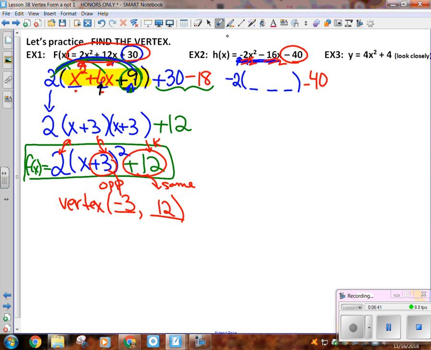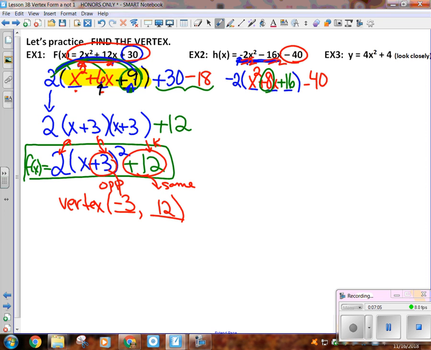So negative 2 divided by negative 2 is positive x squared. Negative 16 divided by negative 2 is positive 8x. Okay? All right, negative 8x. Now I'm going to do half the middle term and square it. Half of 8 is 4. 4 squared is 16. So I'm going to add 16 to the parentheses.